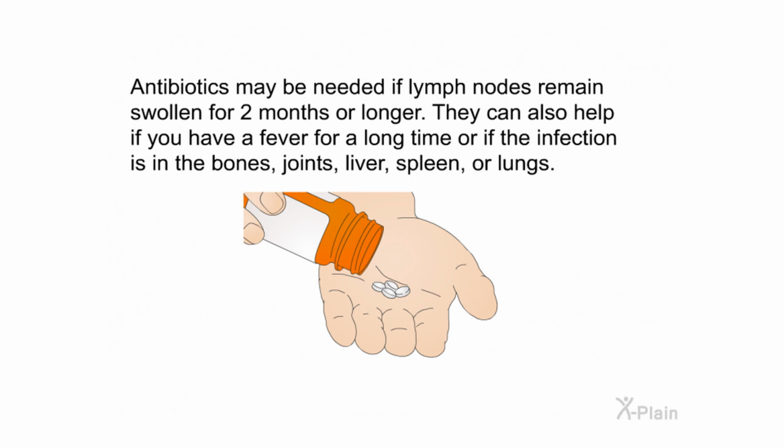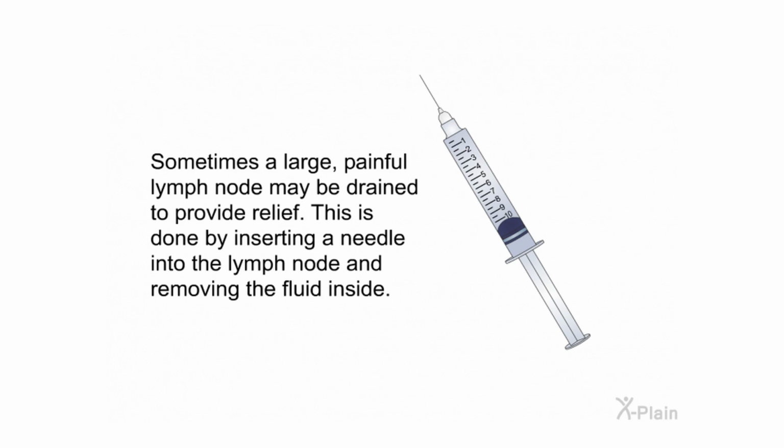Antibiotics may be needed if lymph nodes remain swollen for 2 months or longer. They can also help if you have a fever for a long time or if the infection is in the bones, joints, liver, spleen, or lungs. Sometimes a large, painful lymph node may be drained to provide relief. This is done by inserting a needle into the lymph node and removing the fluid inside.